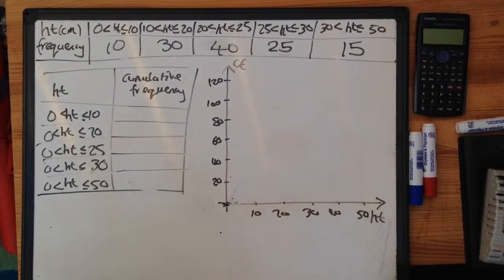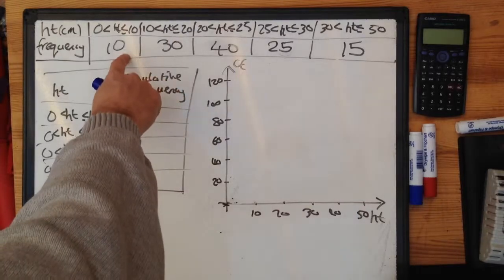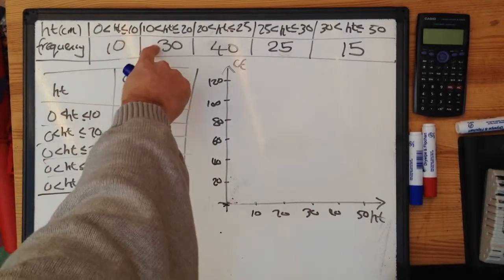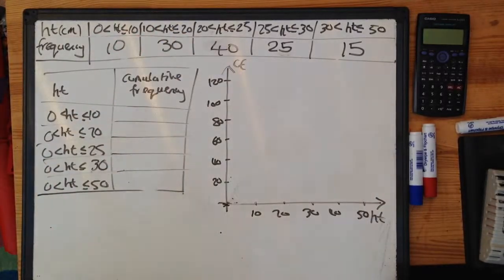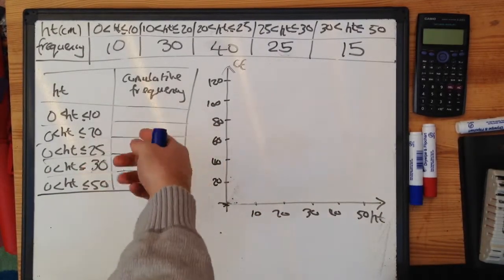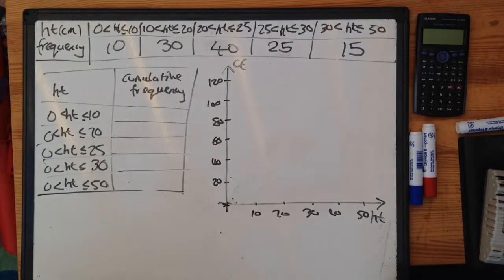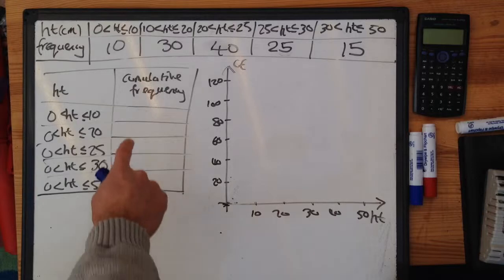Cumulative frequency question for you here. These are the heights of 120 tomato plants, 10 of the plants between 0 and 10 centimetres high, 30 between 10 and 20, and so on all the way down. What we're going to do is work out the cumulative frequency, i.e. what the frequency is as we go through, plot them on a graph, and work out the median and the interquartile range. Firstly, cumulative frequency then.